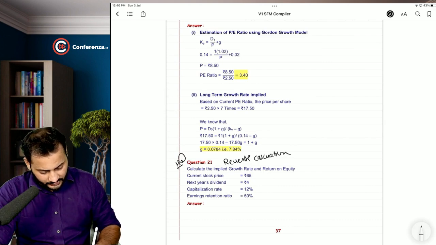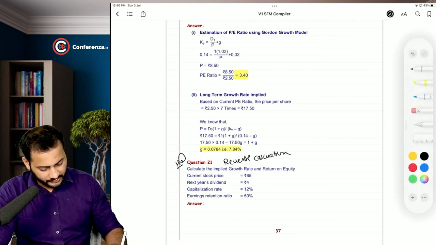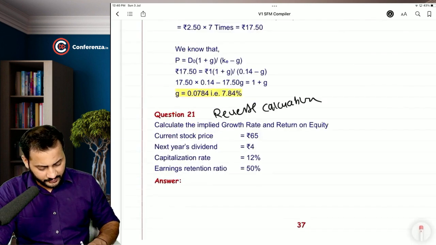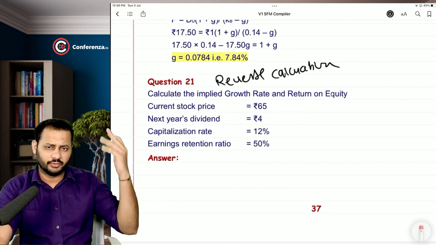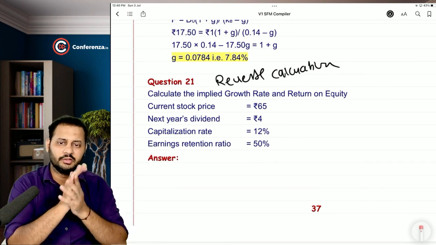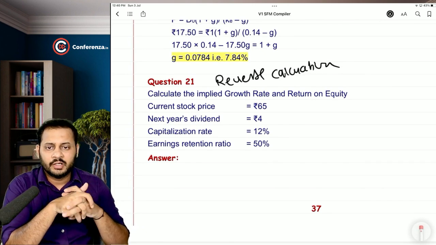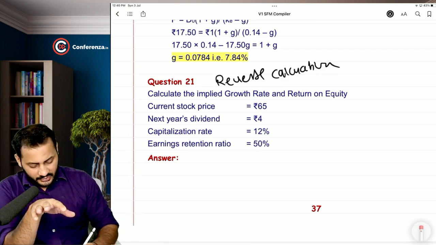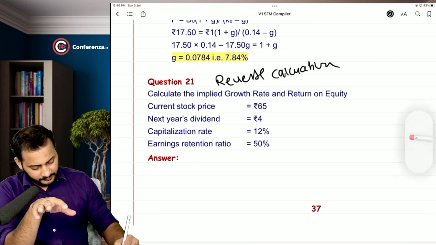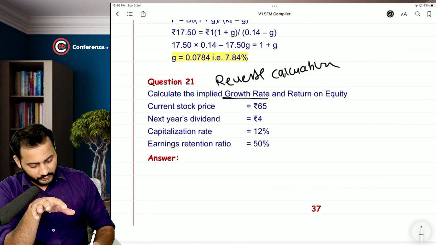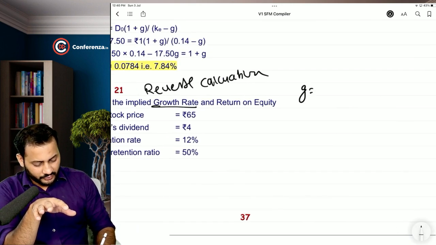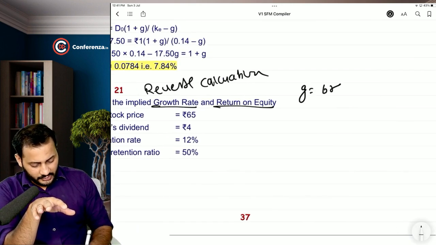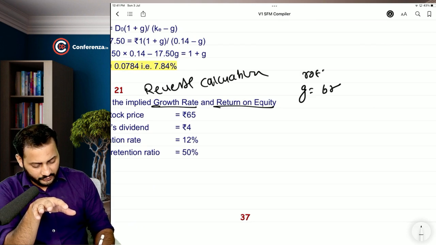Okay, let's do one thing. We are going to take this question. It's not going to take more time. Question number 21. Questions 20 and 21 are mostly similar, so I will just take 21. Calculate the implied growth rate and return on equity. Okay, first of all, what they are asking you to calculate is this growth rate. What is the formula for growth rate? B into R, and return on equity, ROE.